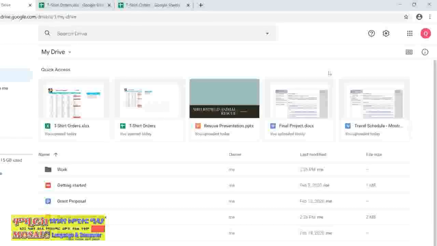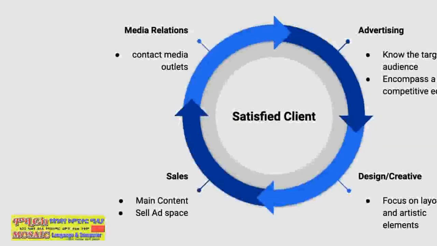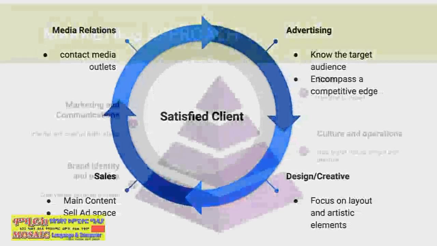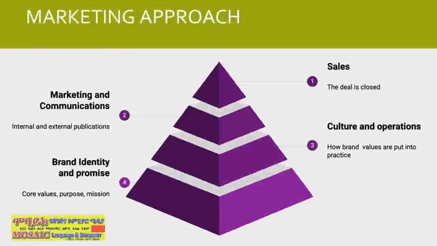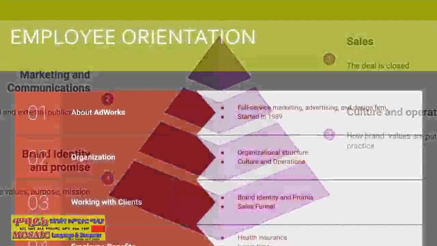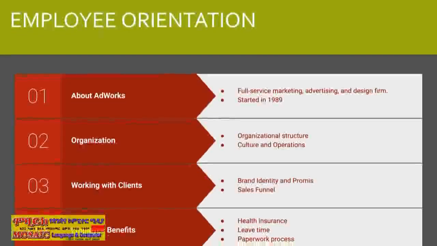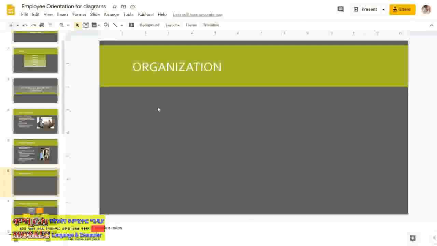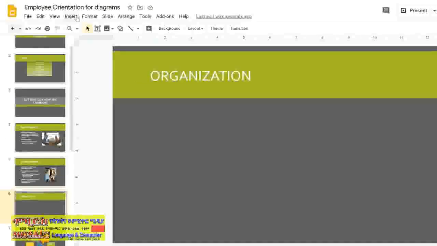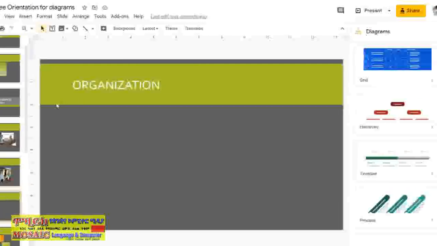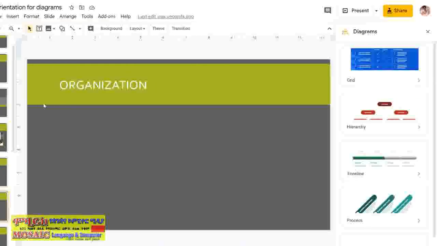In Google Slides, it's possible to use shapes and lines to create diagrams from scratch, but you can also quickly and easily insert pre-made ones. There are a lot of presets to choose from, and they can be used to display all kinds of information. To get started, go to Insert, then Diagram. A new pane opens with several different types of diagrams to choose from.